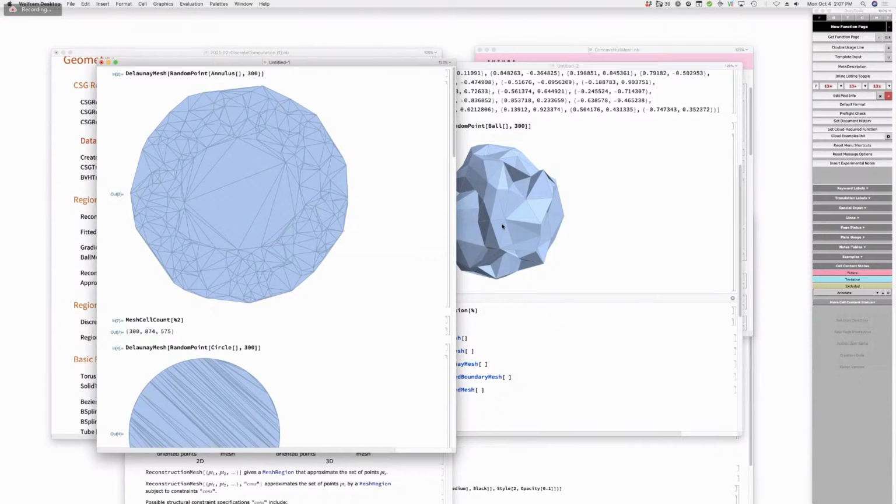So if you wanted the boundary in this annulus case, you'd say whatever mesh of your points, comma, automatic, comma, and then you'd say 1, and it would give you just the curve. And if you said 2, then it would give you the actual annulus.